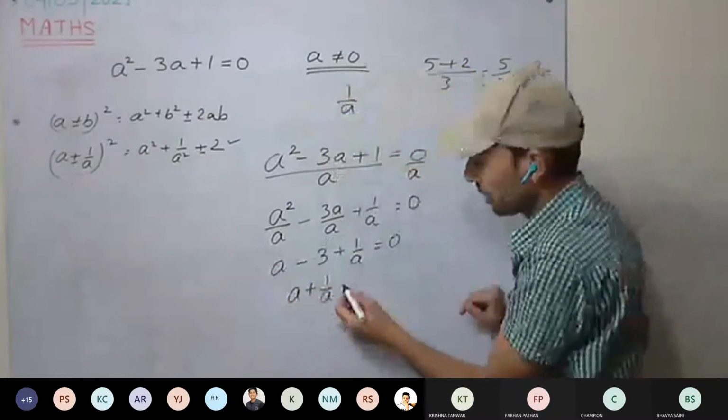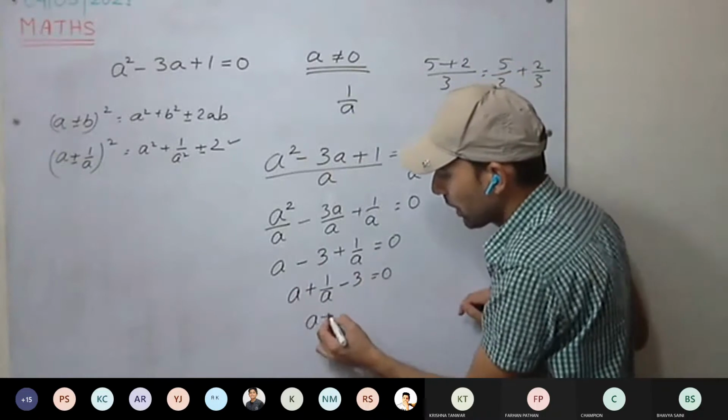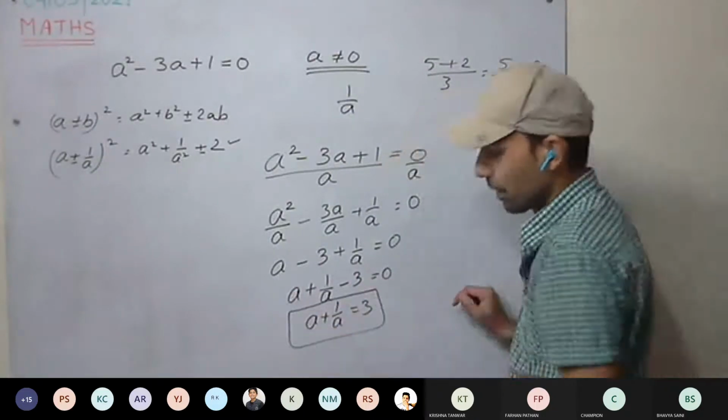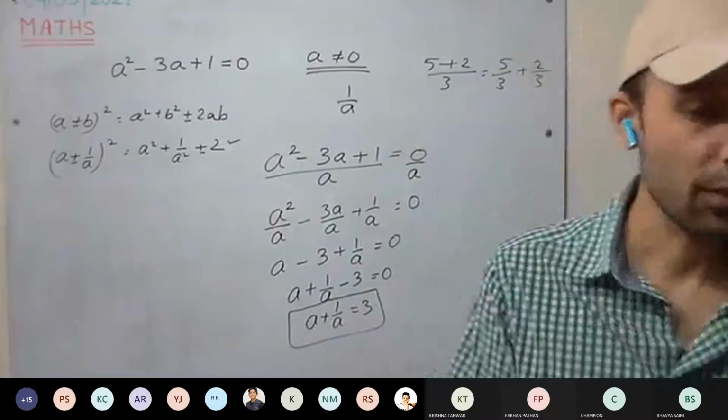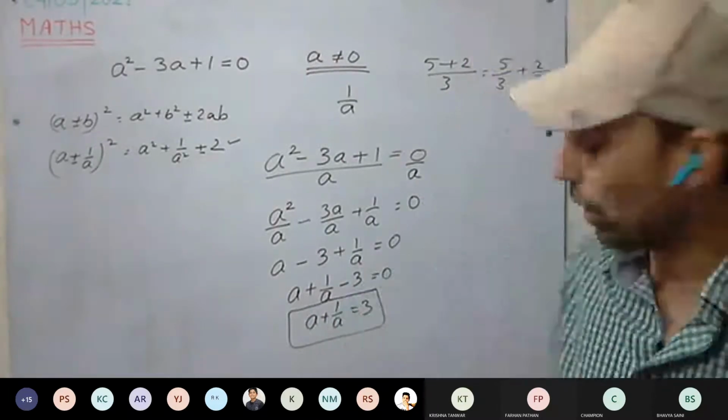I am just rearranging the term. Minus 3 equal to 0, or a plus 1 upon a equal to 3. We have got this. Now we can solve further. A plus 1 upon a value we got.